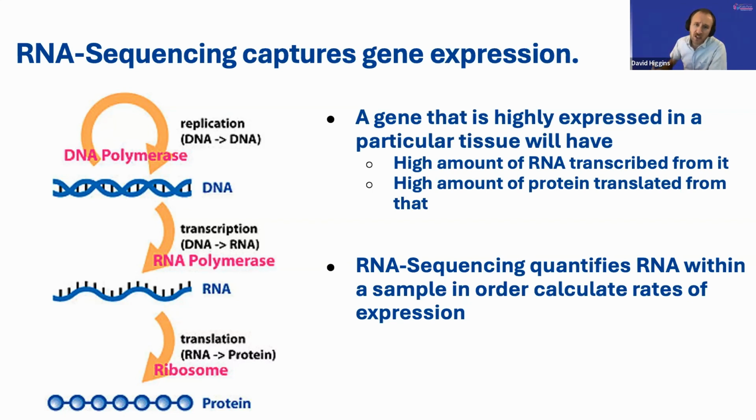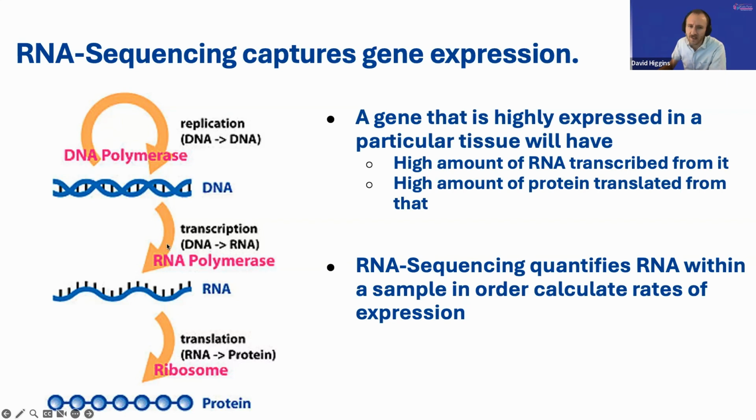And so you can imagine that a gene that is highly expressed in a particular tissue will have a high amount of RNA from it, and then also a high amount of protein from it. The DNA quantity is going to be the same, but we'll make more RNA if it's highly expressed. We'll go through this middle arrow quite a bit, and then we'll have more protein as a result downstream.